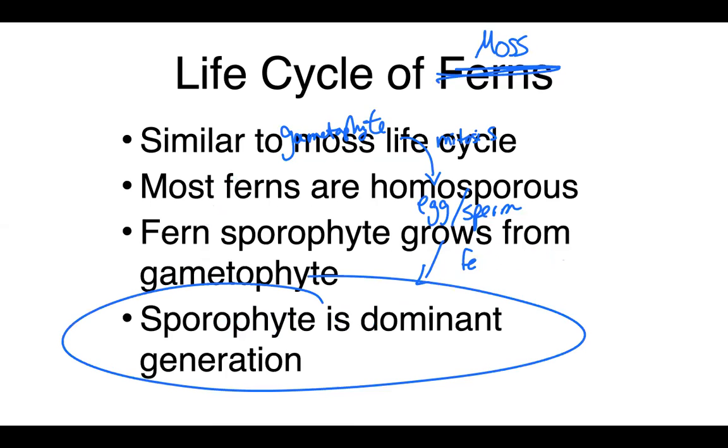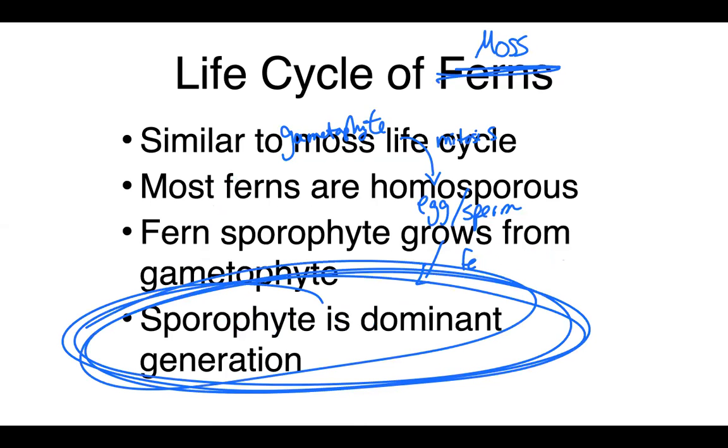Okay, the sporophyte is the dominant generation for ferns. Whereas for the moss, the gametophyte is the dominant stage. So now we go to sporophyte. In fact, moss and non-vascular plants are the only plants that have the gametophyte as the dominant stage. In every other species of plant, the sporophyte is the dominant stage.